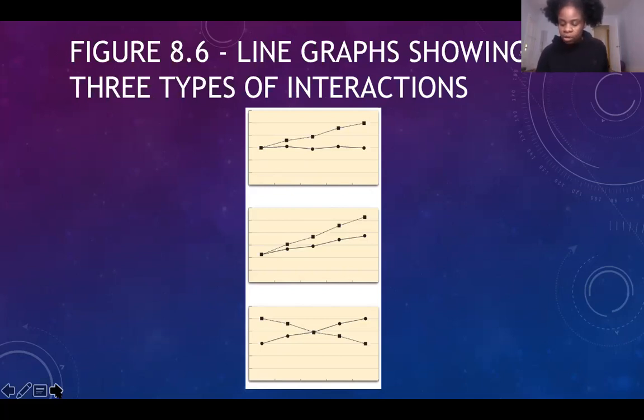In the top panel, one independent variable has the effect at one level of the second independent variable, but not at the other. In the middle panel, one independent variable has a stronger effect at one level of the second independent variable than at the other. And in the bottom panel, one independent variable has the opposite effect at one level of the second independent variable than at the other. Okay? And again, in many studies, the primary research question is about the interaction effect.